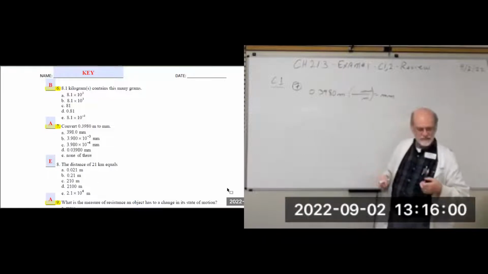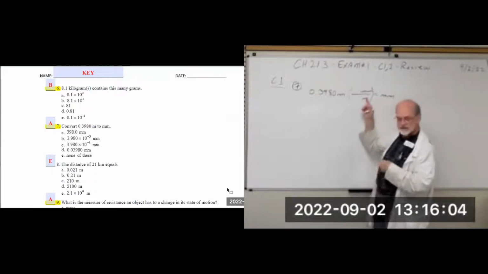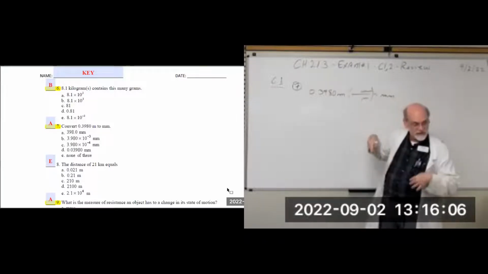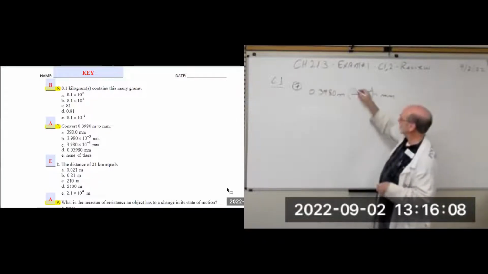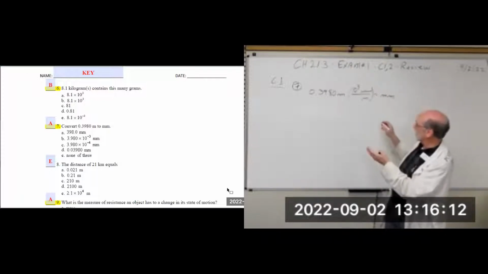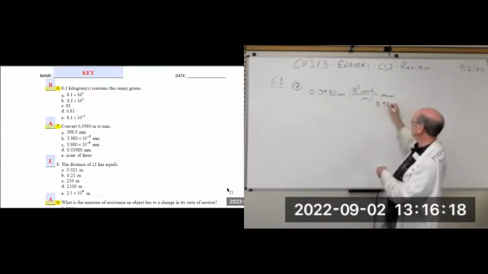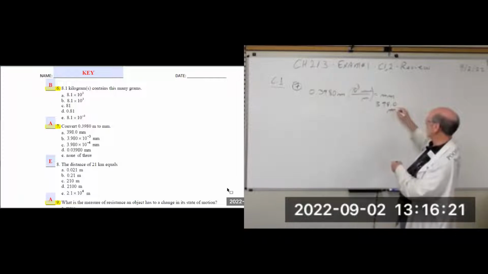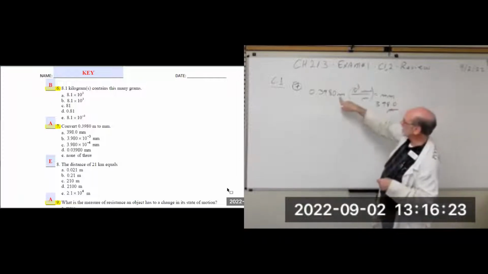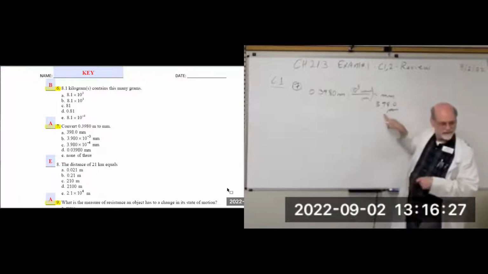What does milli mean? Milli means 1,000th of, right? So if the size of the unit is 1,000th of a meter, it takes 1,000 of them to make a meter, doesn't it? So you can do it that way. And this times 1,000 would be what? Millimeters. Notice, as the unit gets smaller, the number gets bigger.